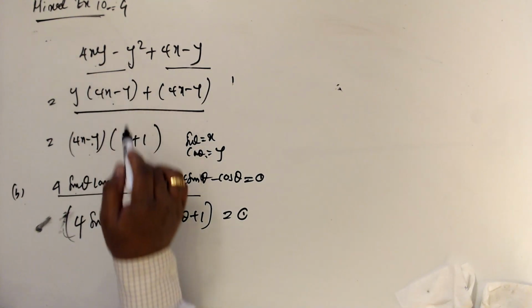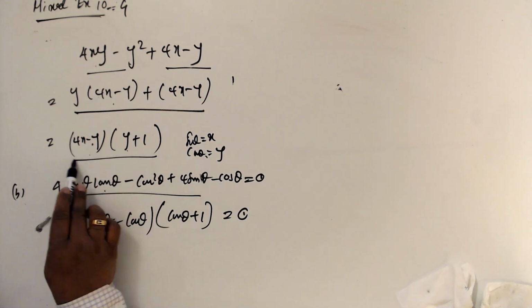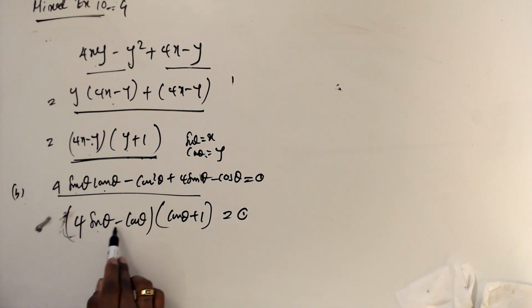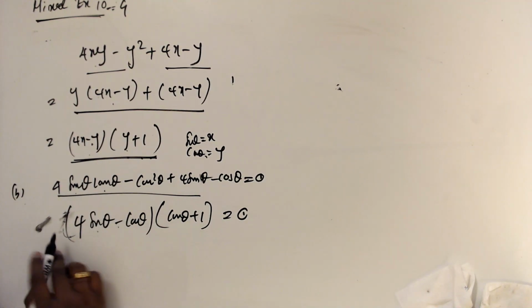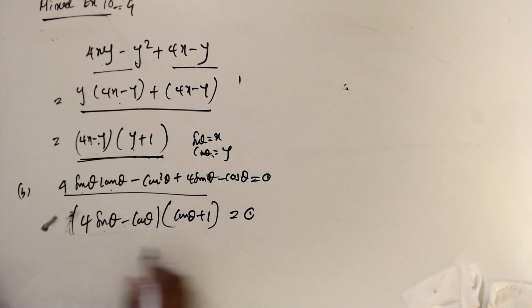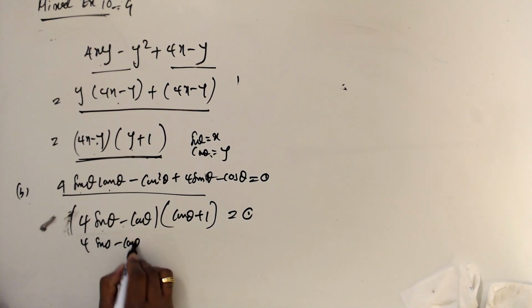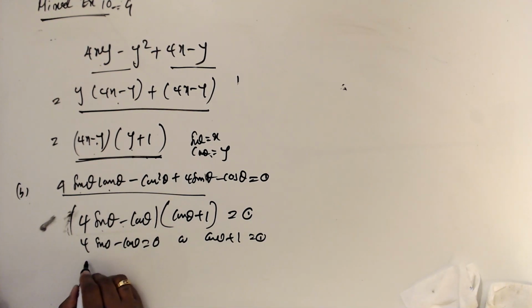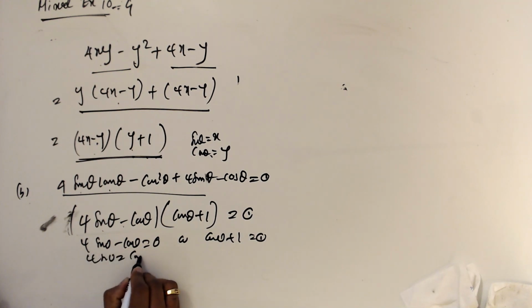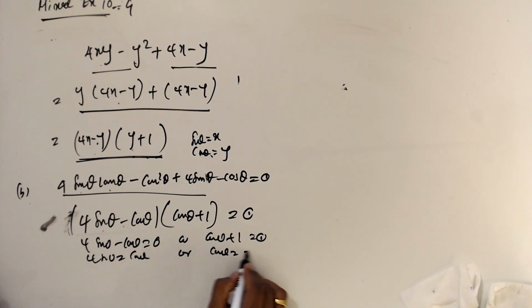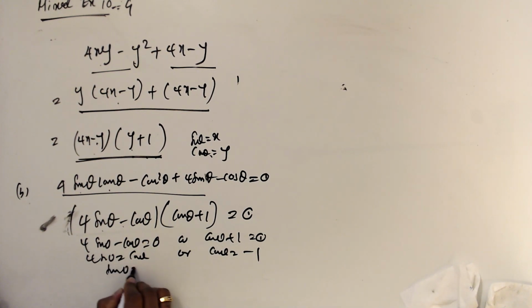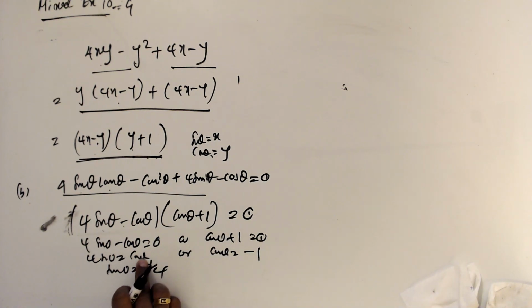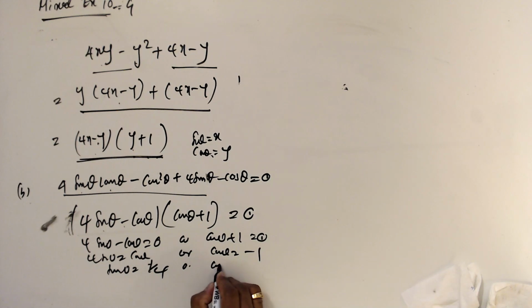By looking at this factorization, I can write it as 4 sine theta minus cos theta, times cos theta plus 1. Now I have already factorized. So 4 sine theta minus cos theta equals 0, or cos theta plus 1 equals 0. Then 4 sine theta equals cos theta, or cos theta equals minus 1. Here tan theta equals 1 over 4, or cos theta equals minus 1.